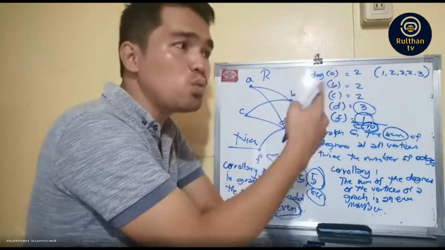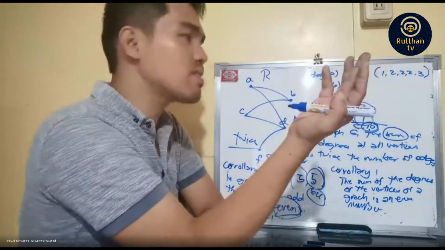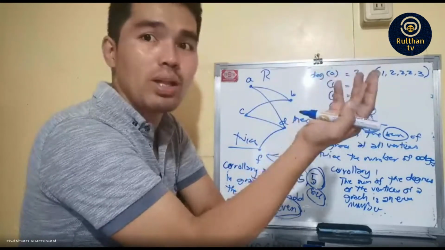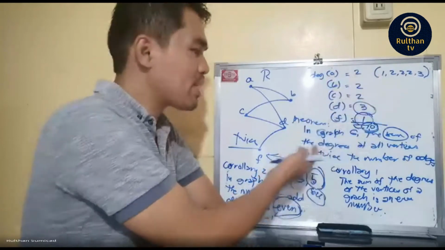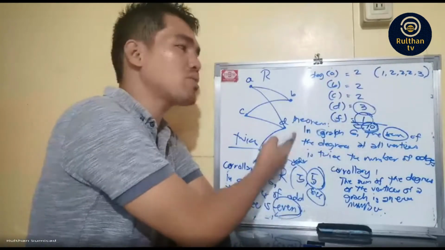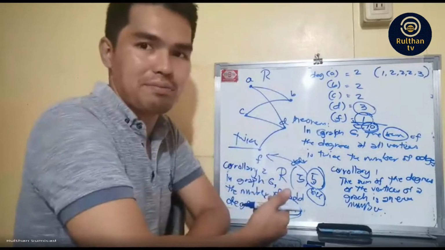So it's either 2, 4, 6, 8, 10. Those are the only counts of odd degrees that you will encounter in any graph because of this theorem that was already proven true for any graph.